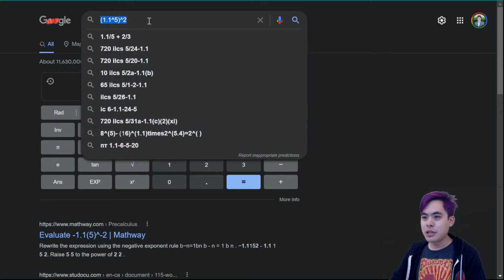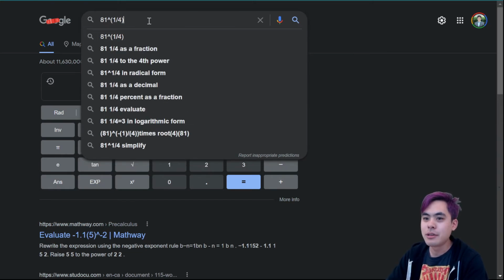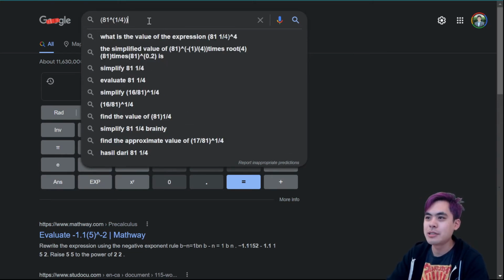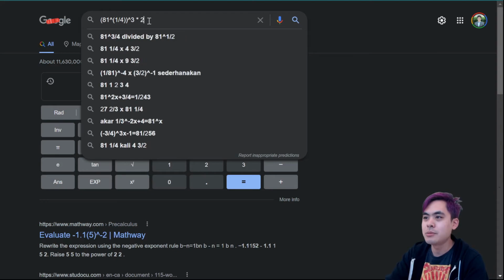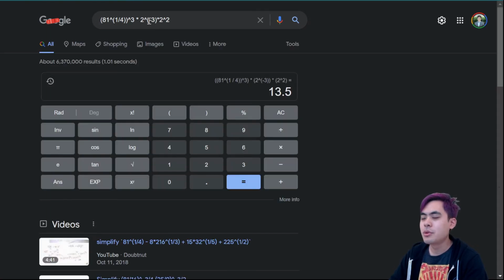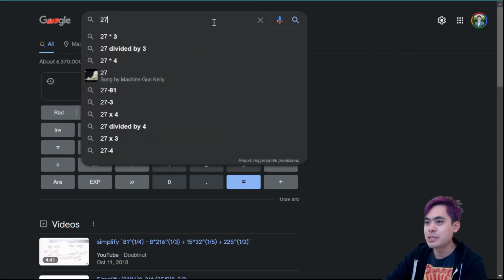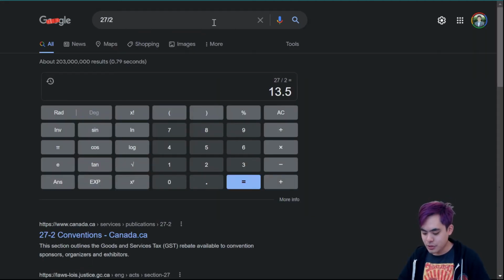Well, what are we trying to do? So let's say 81 to the 1/4 power. Luckily, on a calculator, and this entire thing cubed times 2 to the minus 3 power times 2 squared. Well, what's that equal to? That's equal to 13.5. Okay. Well, what about 27 divided by 2? That's also 13.5. And so that means that we did indeed get the right answer.